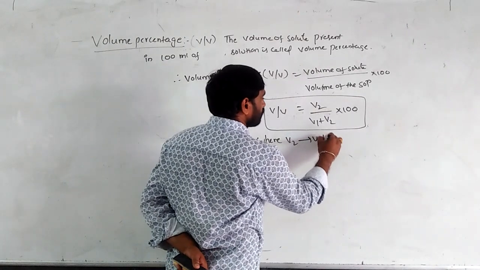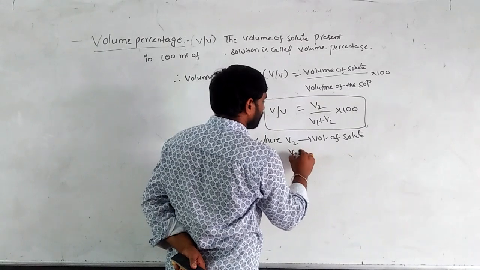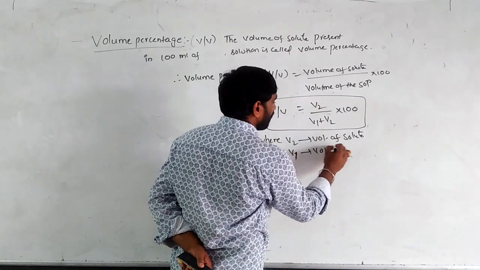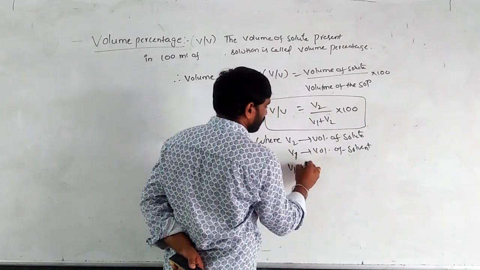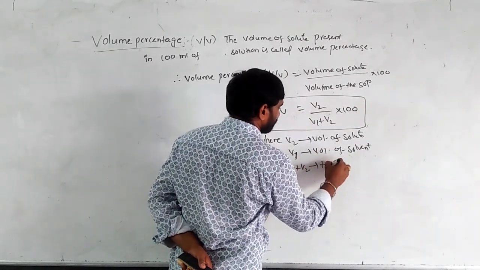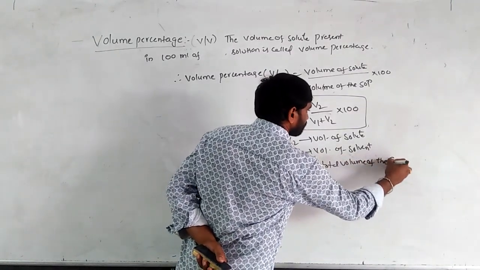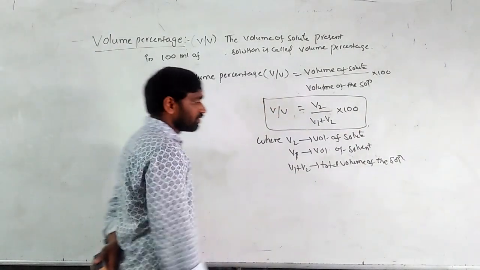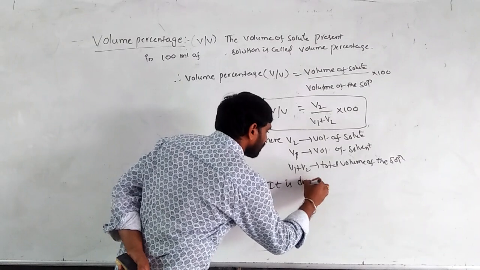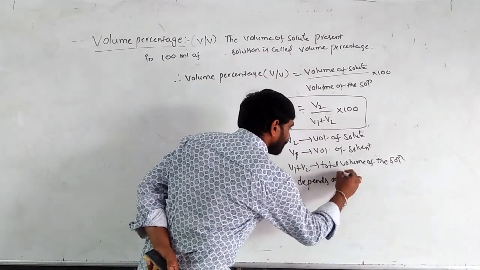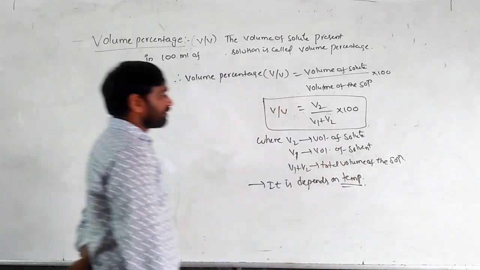V2 equals the volume of solute, V1 equals the volume of solvent, and V1 plus V2 equals the total volume of the solution. So it depends on temperature. Here, volume means it depends on temperature.